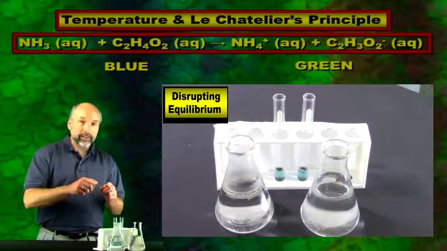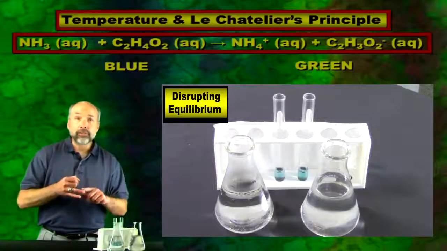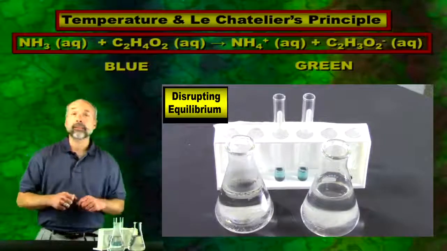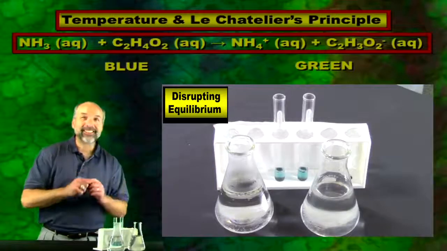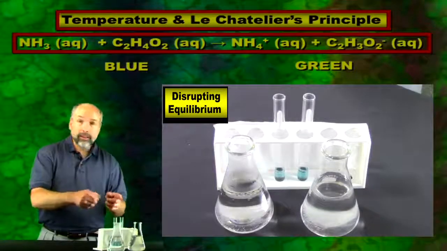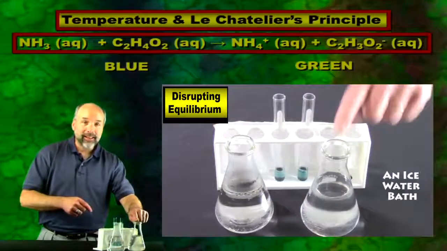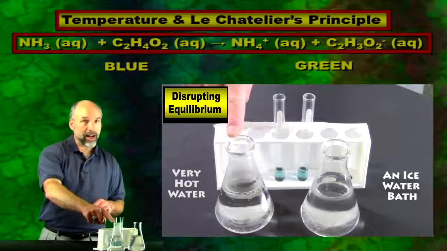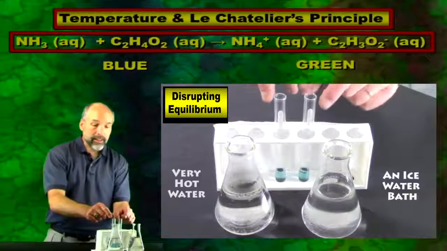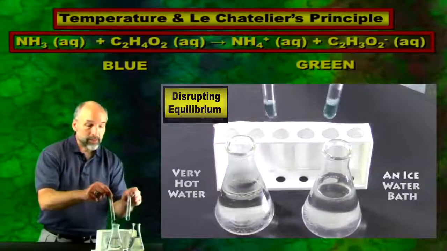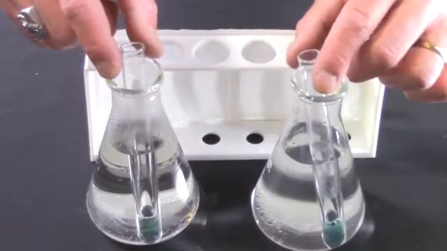Now, the way that we're going to disturb the equilibrium is not by changing concentration, not by changing pressure. Remember, we're not dealing with gases here. Instead, we are going to just go ahead and change the temperature. And we've got really two different ways to do it. We have an ice water bath right here in this flask, and we have some very, very hot water in that flask. Pretty easy stuff. Since these have identical contents, I'm simply going to take each one and put them into a different temperature.